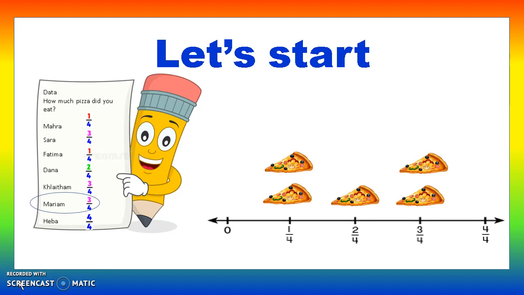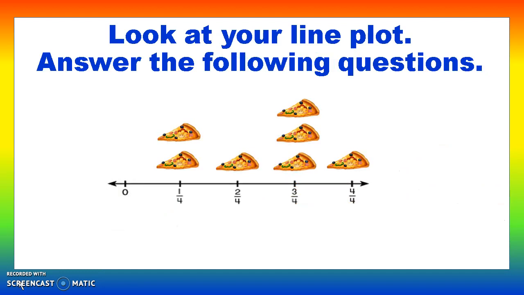Miriam also ate 3/4, so easy. We just put another pizza slice above the other two. The last one is Heba. Heba ate 4/4 of the pizza. Let's see. 4/4. It's right at the end of the number line. And we put the pizza slice down. Wow, that is as easy as that. Now we have a line plot. Look at your line plot. Answer the following questions.